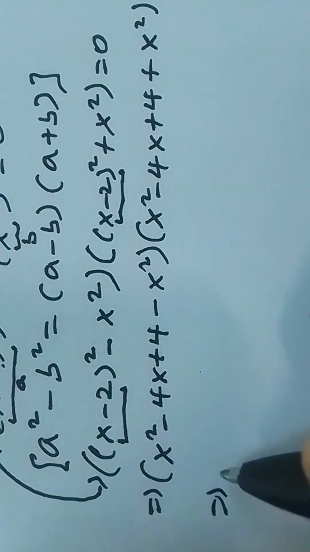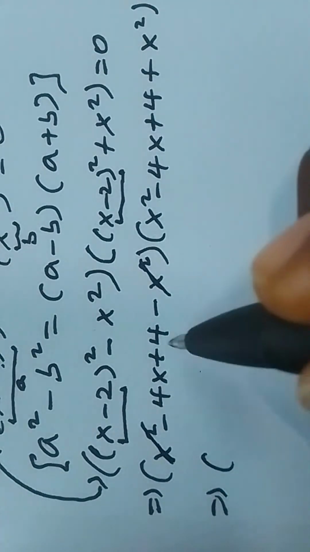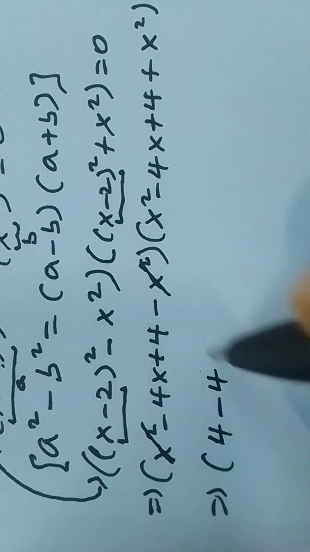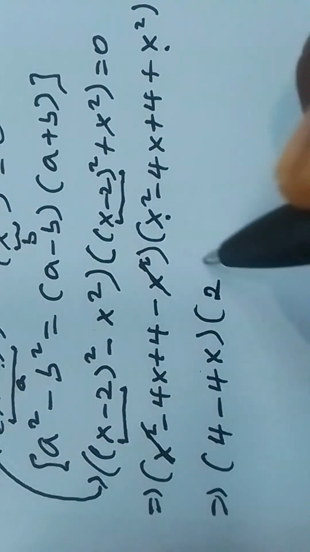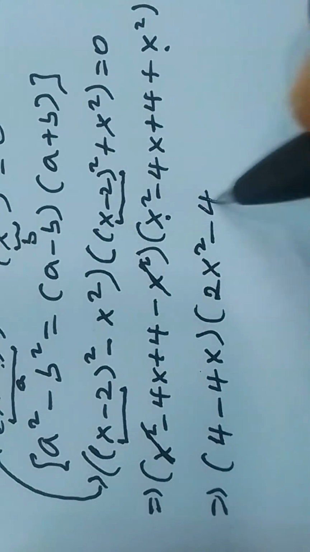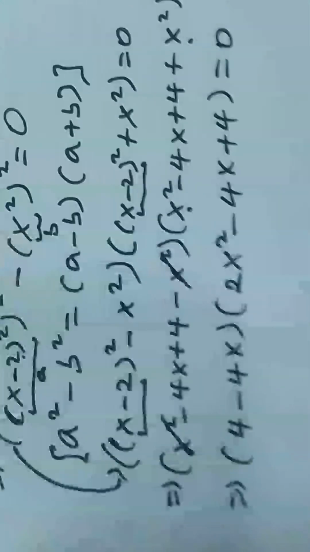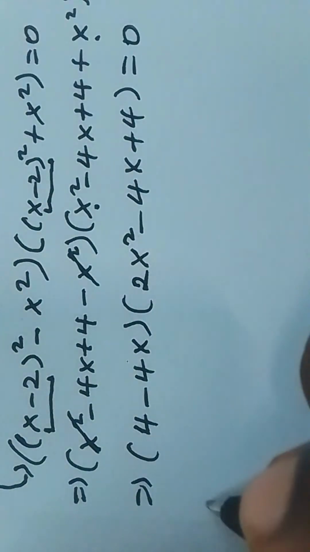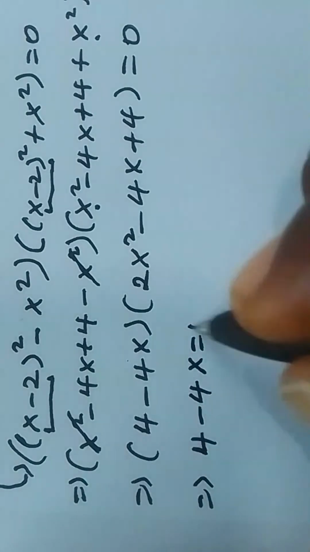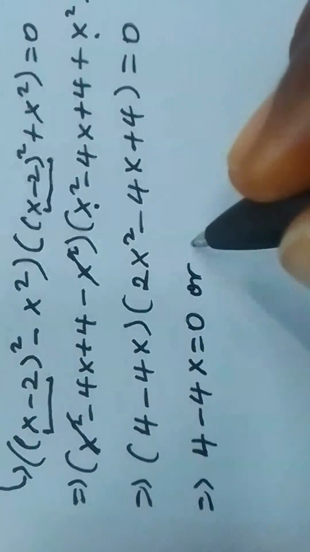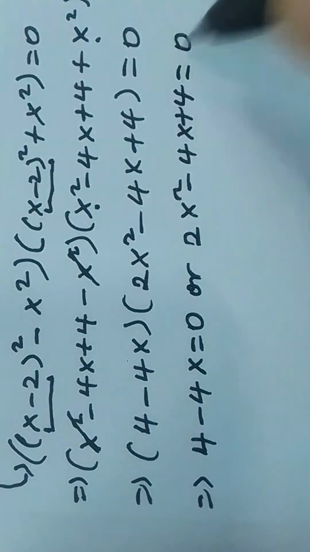Let's proceed further. This means that clearly x^2 - x^2 goes, we are left with (4 - 4x) times (x^2 + x^2), that is 2x^2 - 4x + 4 equal to 0. Let's continue. This means that 4 - 4x is equal to 0, or 2x^2 - 4x + 4 is equal to 0.